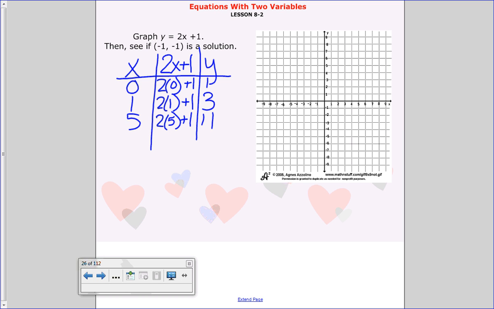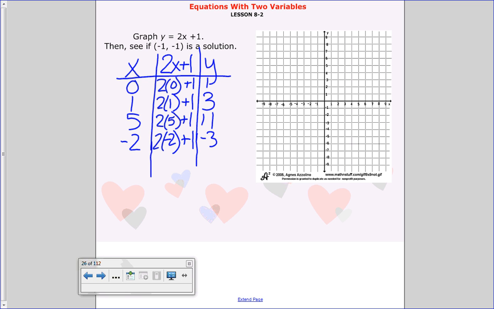It's just, well, then you get bigger numbers a lot of the times, and they're off the graph. And I'm going to do -2. Oops, I put my parenthesis in there a little too soon. 2 times -2 plus 1. Well, that's -4 plus 1 is -3.